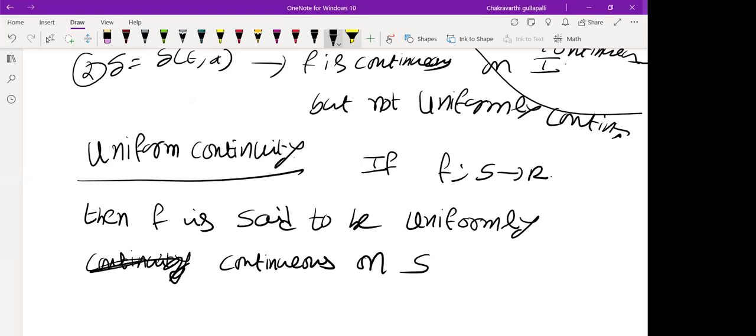It is not defined at a point. Continuity is defined at a point. Uniform continuity is defined over an interval or a set. Whereas continuity is defined at a point, and it is defined on an interval also. Yesterday we have seen when f is continuous on an open interval, when f is continuous on a closed interval, when it is said to be continuous, that we have discussed. So continuity can be defined at a point, and it can be defined over an interval also. But uniform continuity is defined only over a set or an interval, it is not defined at a point.